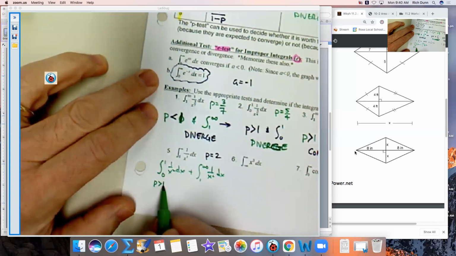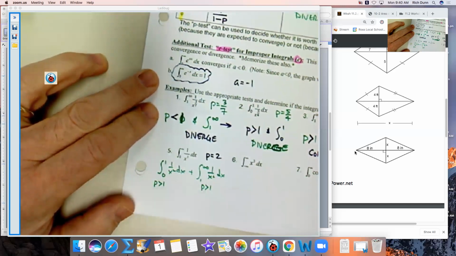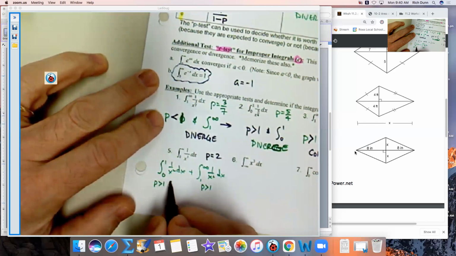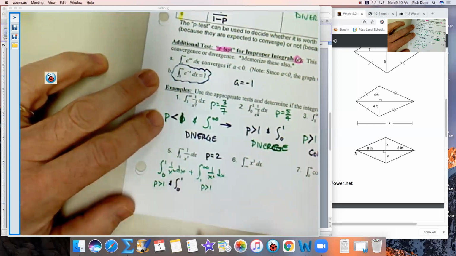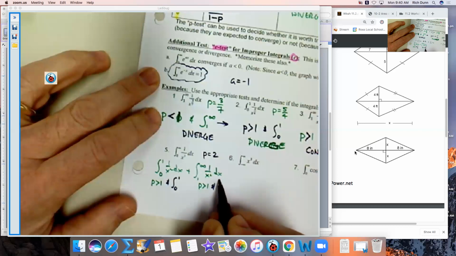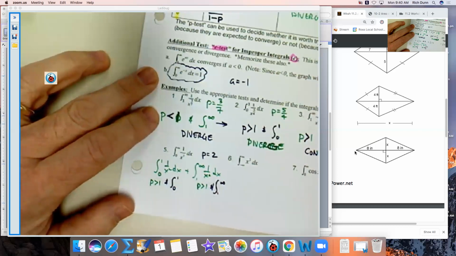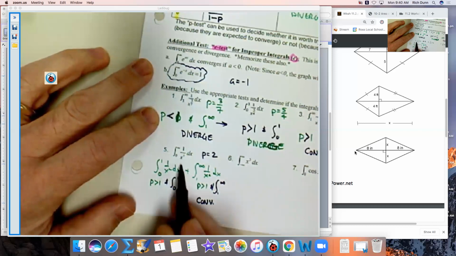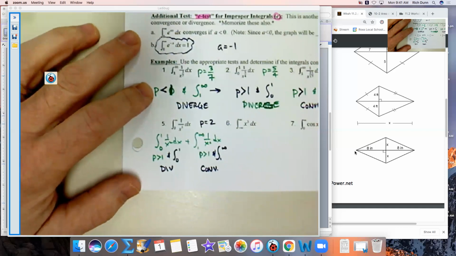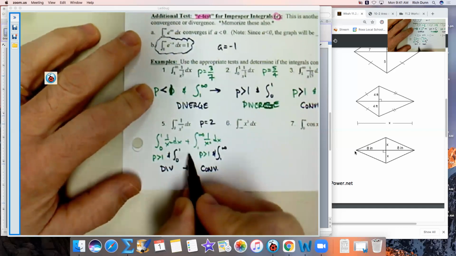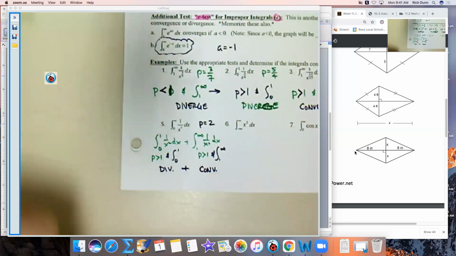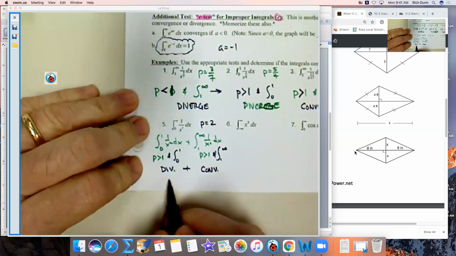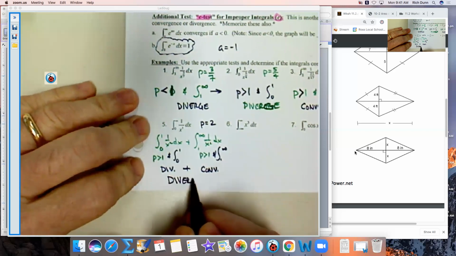In both of these cases, p is greater than 1. But in the first case, we're integrating this from 0 to 1, and the second one, we're integrating it from 1 to infinity. This one is nice, and that results in something that converges. But this one here resulted in divergence. And since we're adding these two together, the divergence is the one that's going to overpower, and therefore this will always diverge.